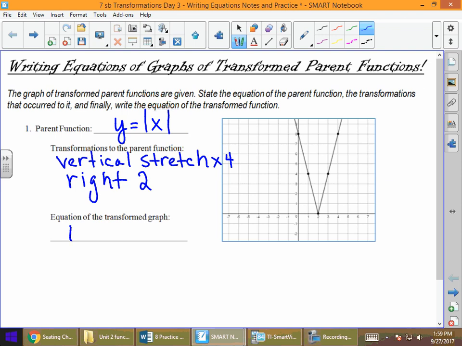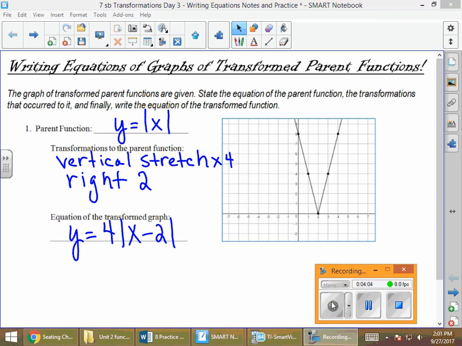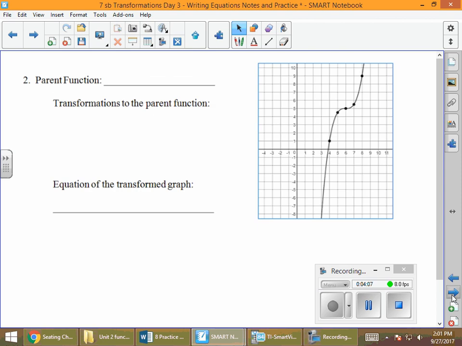And once again, vertical stretches are going to be outside of the function. In fact, they're going to be in front of the function. So our equation of our transformed graph is going to be 4 times the absolute value of x, but because we moved right 2, we're going to have to subtract 2. Again, what we're doing is we're identifying the parent function, identifying the transformations to the graph, and then for our final part, we're going to write the equation of the graph.